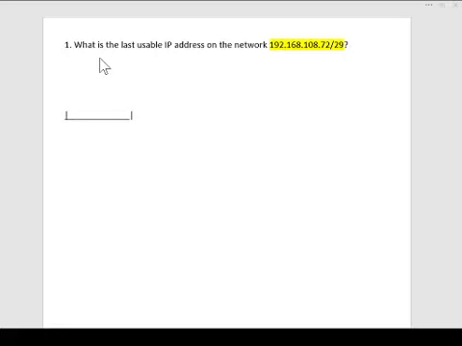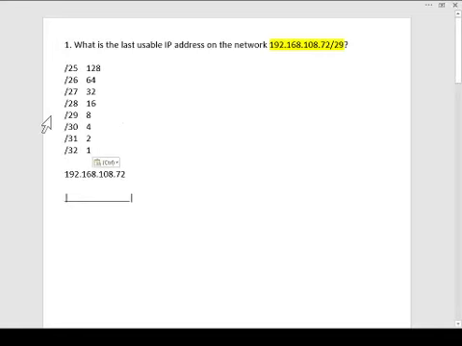So the question states, what is the last usable IP address on the network 192.168.108.72/29? Now, that question stated this is the network. This means the network ID, which is a .72. What's going up? We're going to use the /29. So I encourage you to learn the chart, write it down multiple times until you can do it right off memory, no mistakes, and so on. So I'm just going to drop it in here real quick.